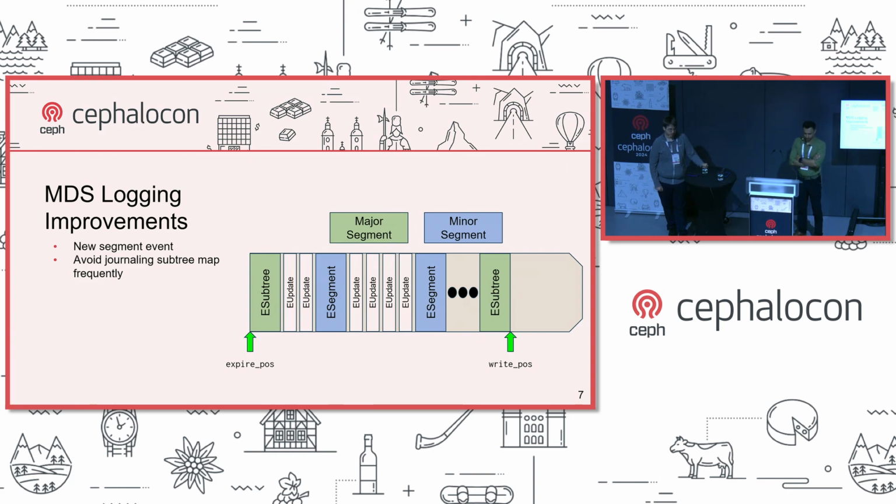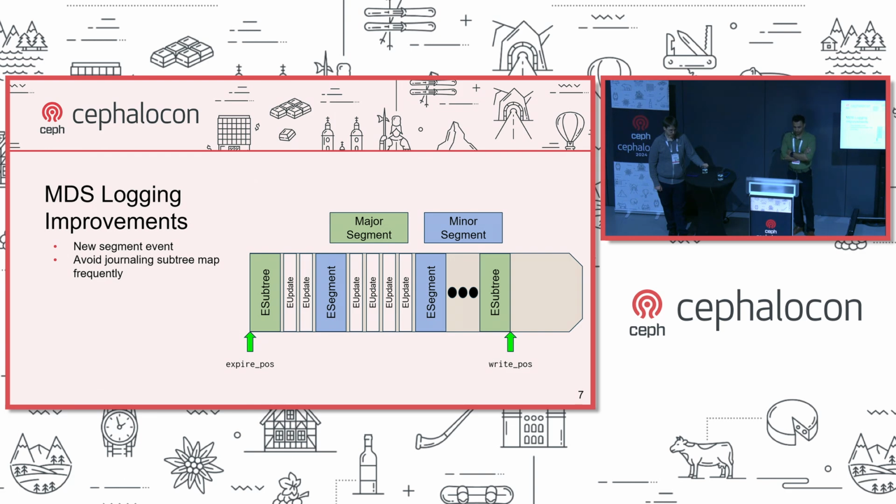minor segment, which allows us to journal the subtree map less frequently, while also delineating segments and grouping operation events like changing metadata on a file or making a new file into these smaller segments that are not necessarily beginning with the subtree map.